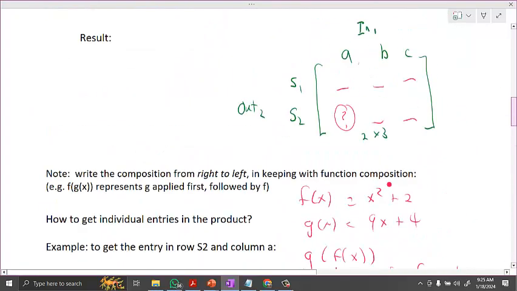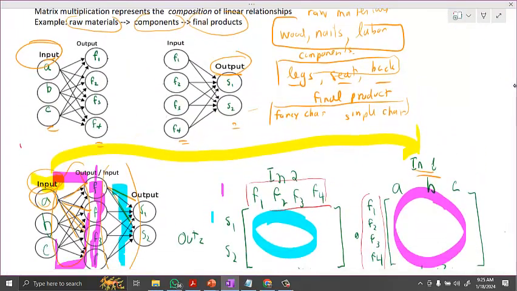But the idea I want to leave you with is the fact that matrix multiplication does express relationships between inputs and outputs. If you have a series of inputs and outputs, matrix multiplication gives you the final relationship.